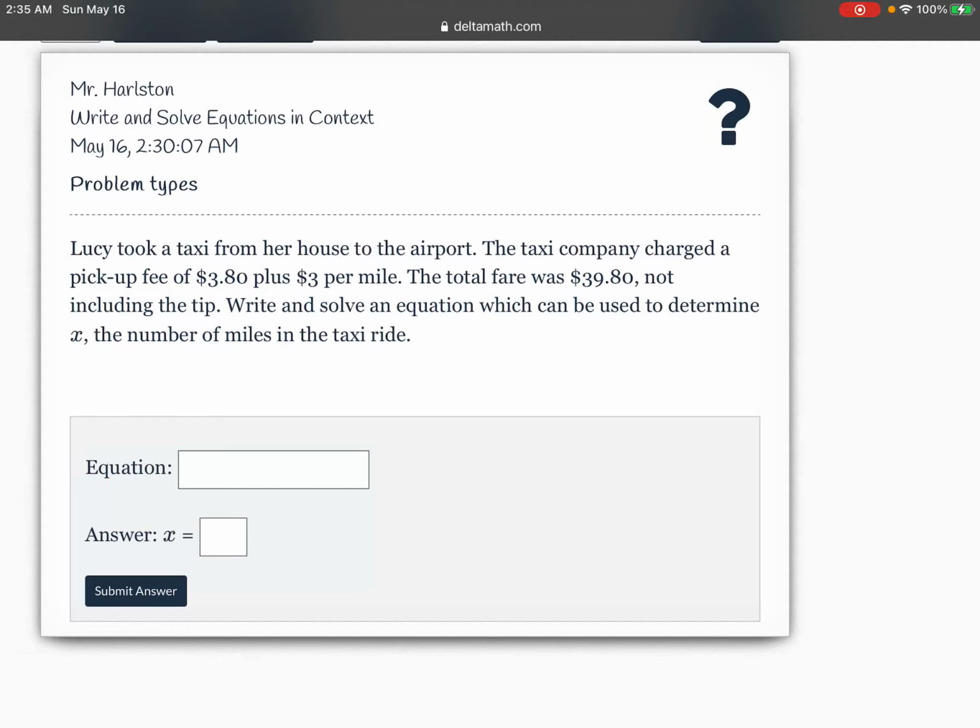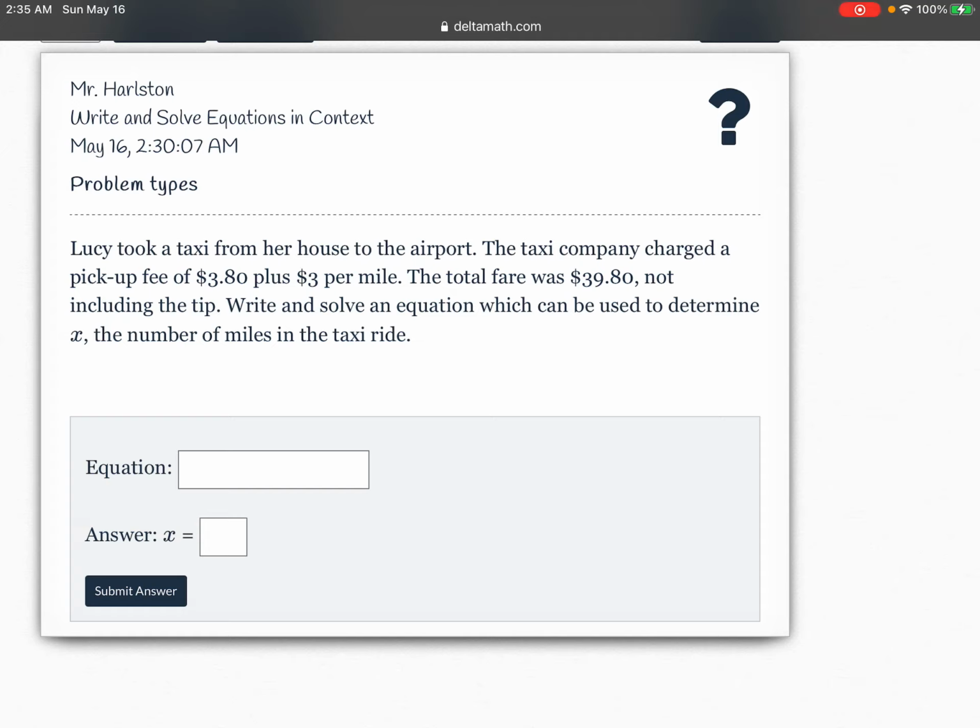Hey, I wanted to do another video on one of the assignments that I assigned this week to help students who may be struggling with it. This is a word problem, and what we need to do is come up with an equation, and then once we get that equation, we're going to need to solve it. I'll probably do two videos because I want to keep these short. So let me jump into this.